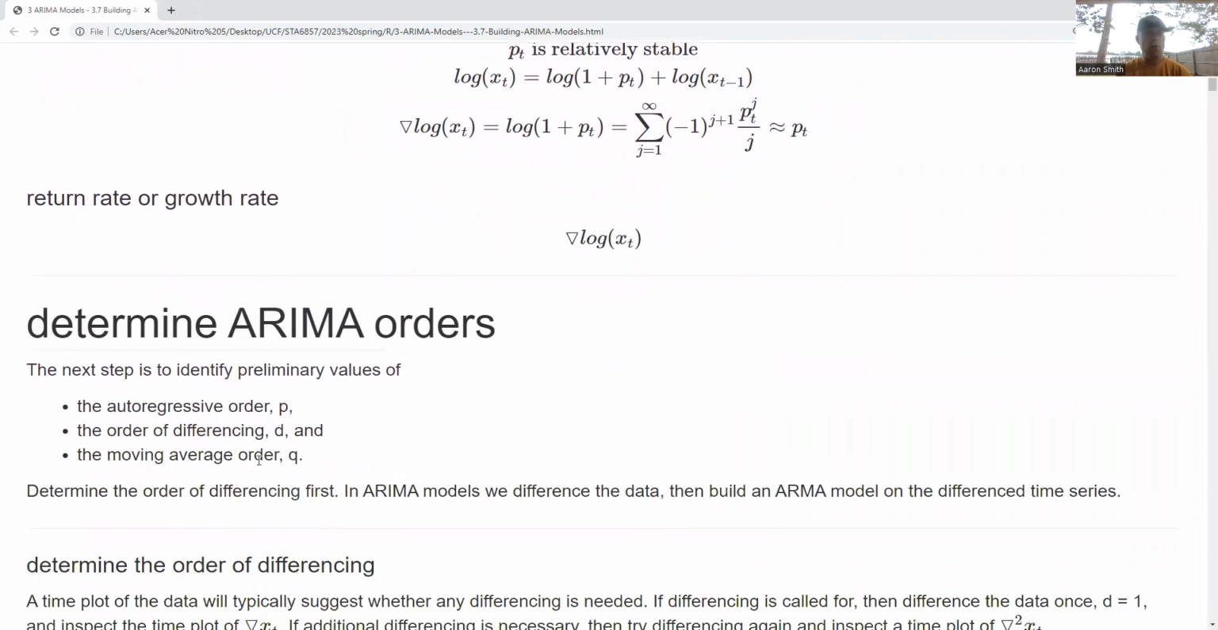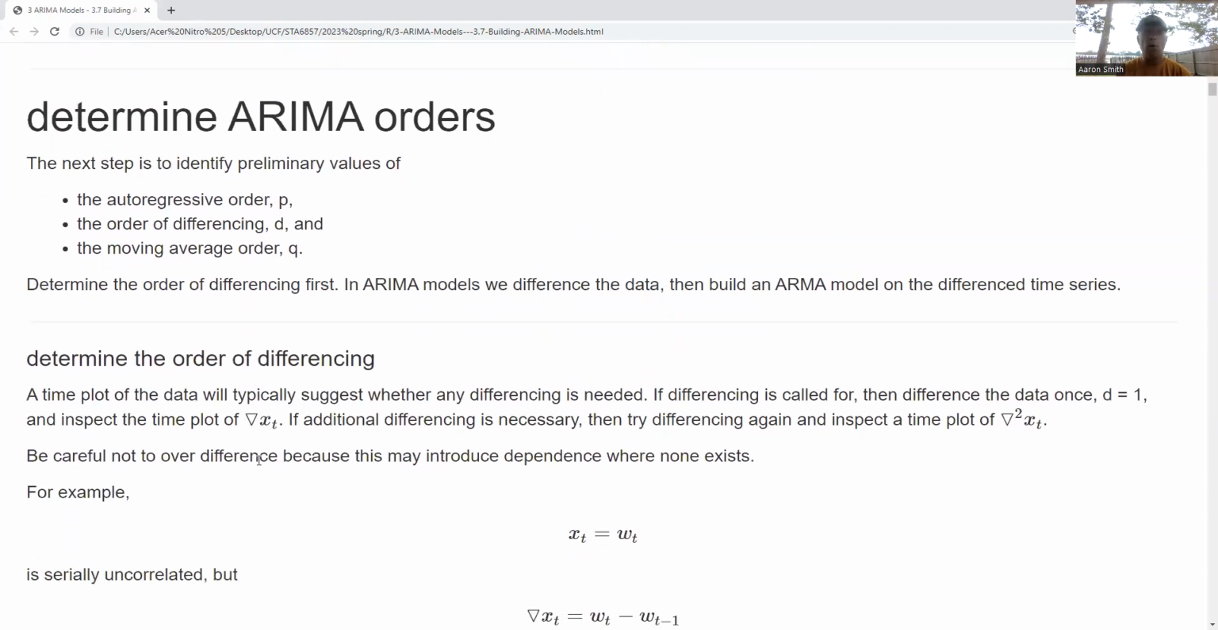Now, next thing I need to do is determine the order of the components of the autoregressive integrated moving average model. First one I want to worry about is the difference. That's the degree of differencing I'm going to use. And so what I'm going to do, I'm going to plot my original data. If I feel like it satisfies the assumptions of being stationary, I'm good. And I'm going to do an ARIMA model on the data.